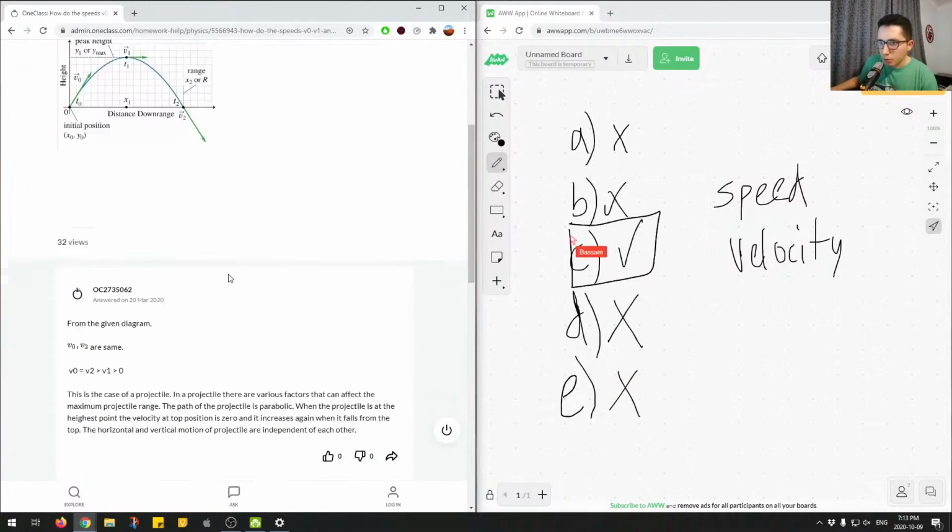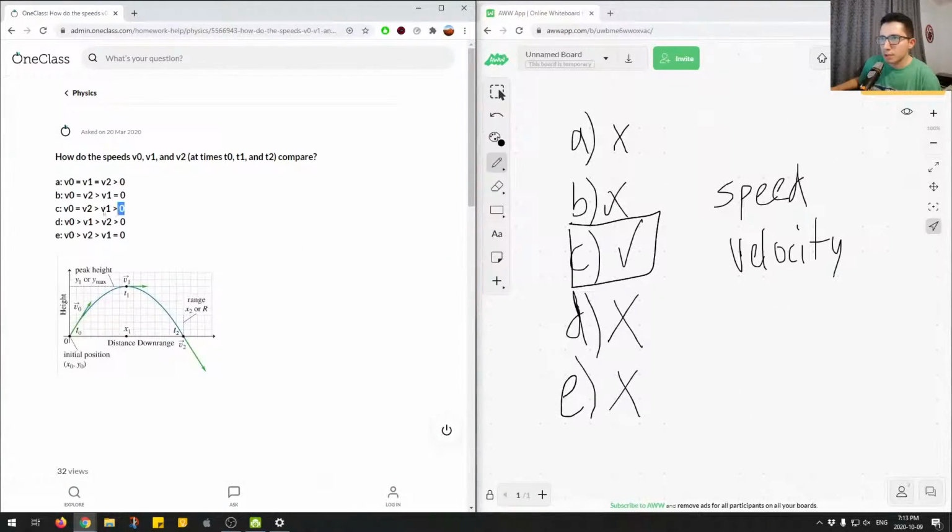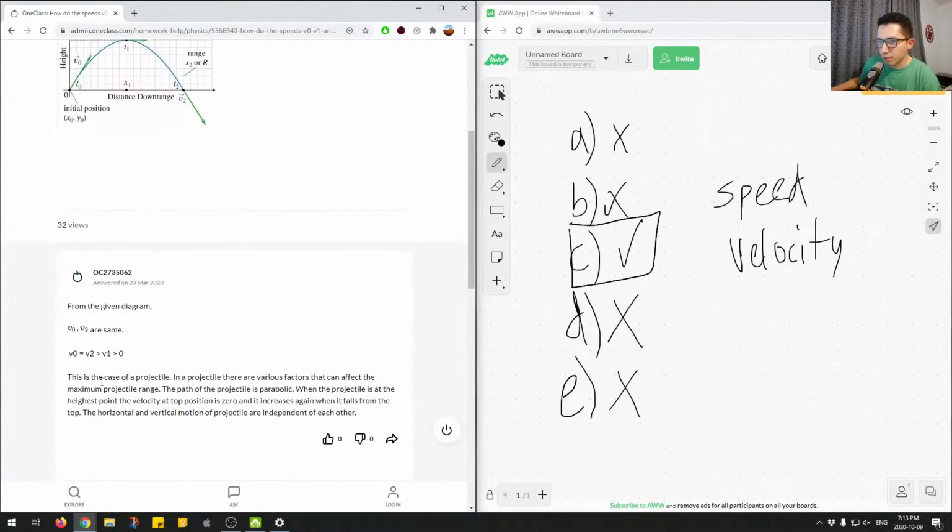So we'll scroll down and see the attempted solution. From the given diagram, v0 and v2 are the same. So we have v0 is equal to v2 is greater than v1 is greater than 0. And this is option C. So the student selected the correct answer.